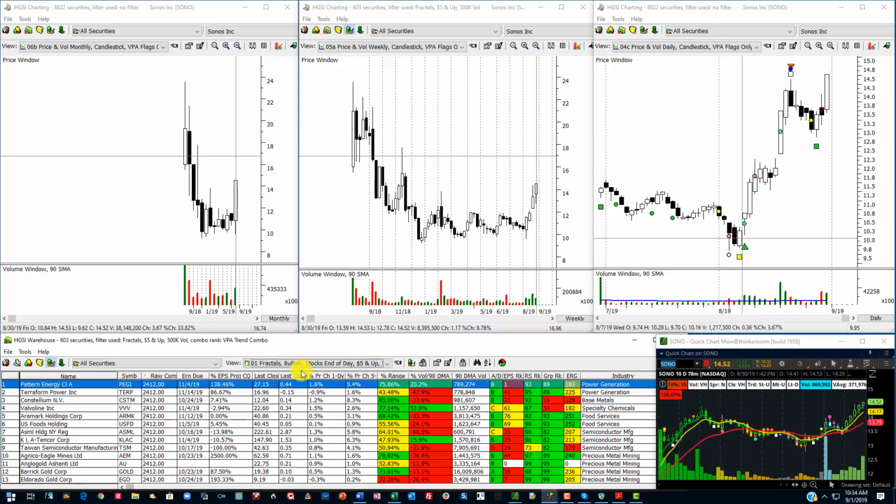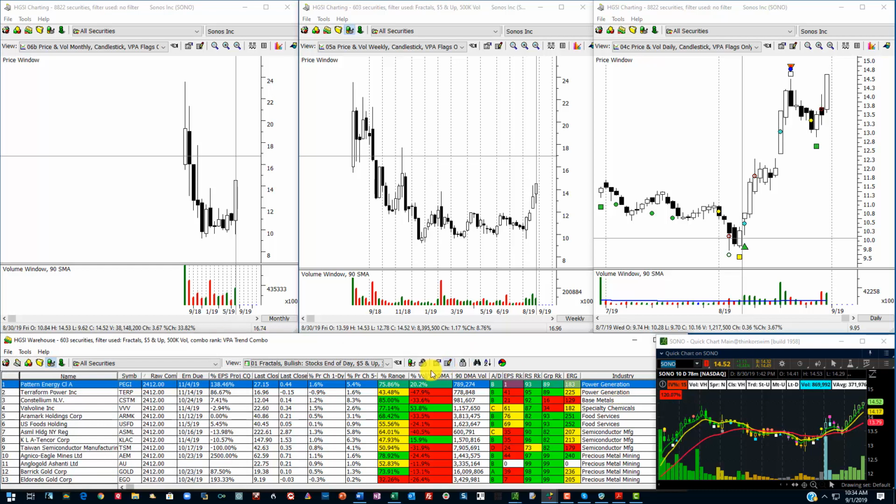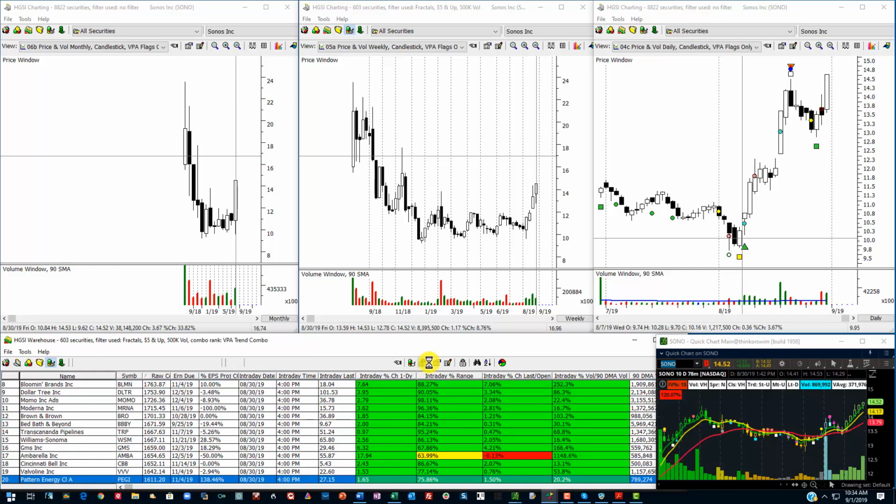Another thing you can do is go to the end of day sort, still on the same thing, raw combo, industry percentage price change 1 day, and then you can disengage the combo. You can go down to intraday and see which of these stocks in the intraday screen will see how they're doing the following day, see if they're following through.